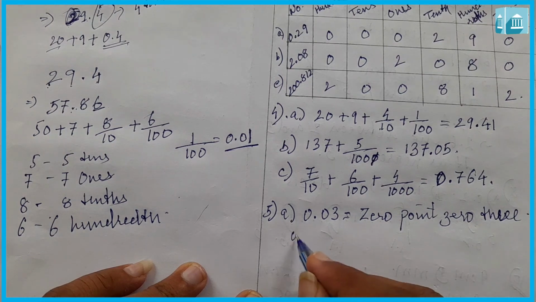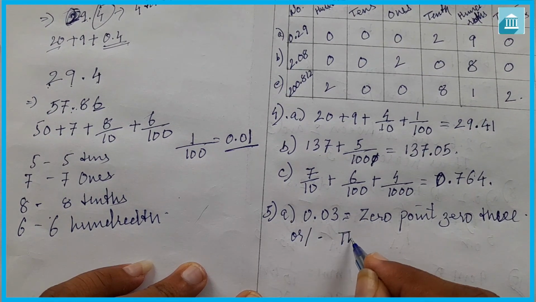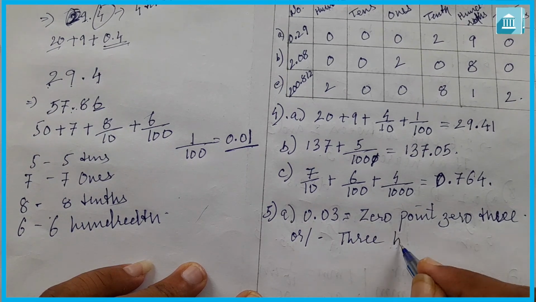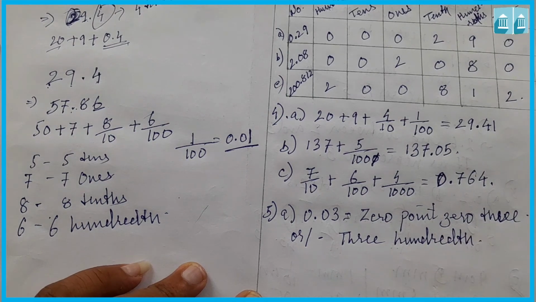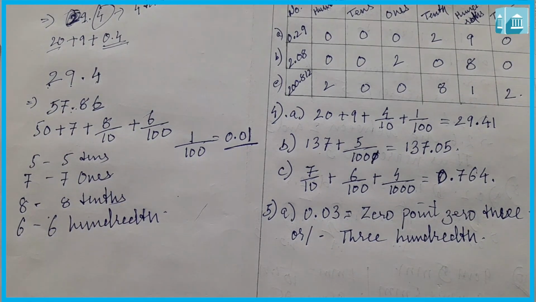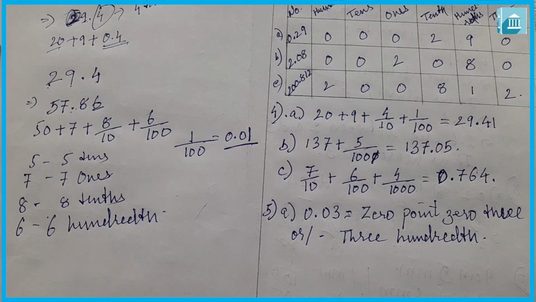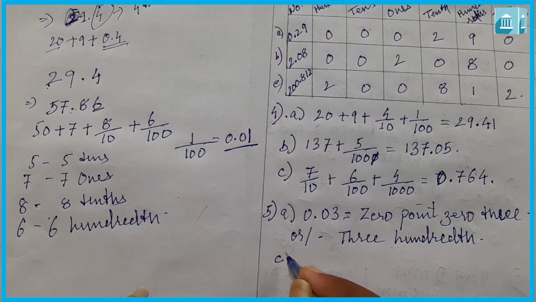or you can write it as 3 hundredths. Both the methods I am telling you: either you can write it as 0.03 or you can write it as 3 hundredths. In the same way, let us do the C.